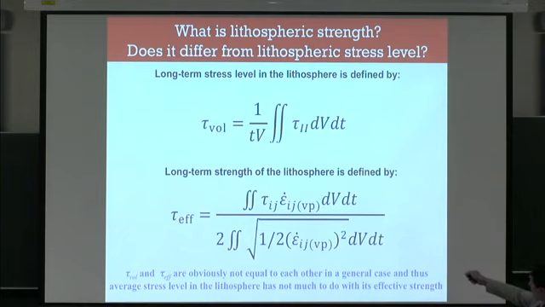So by definition, these two quantities are not equal to each other. They can be equal sometimes, but in general, as you see, these are very different quantities. And then one can actually expect very significant differences between those quantities. So here we come to two definitions. Stress level is, by definition, not equivalent to the strength of the lithosphere. At least something is resolved.